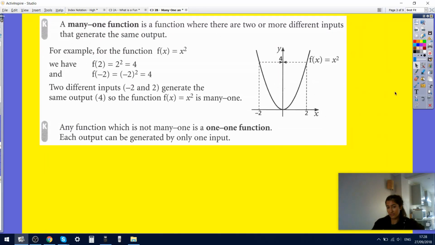Okay, a many-to-one function means many inputs give you the same output. So for this one, f of x is equal to x squared. Put in 2, you get 4. Put in minus 2, you get 4. Any function which is not many-to-one is one-to-one.